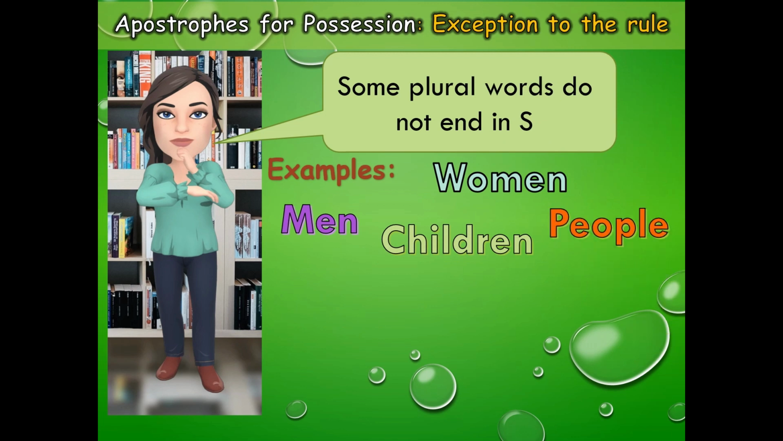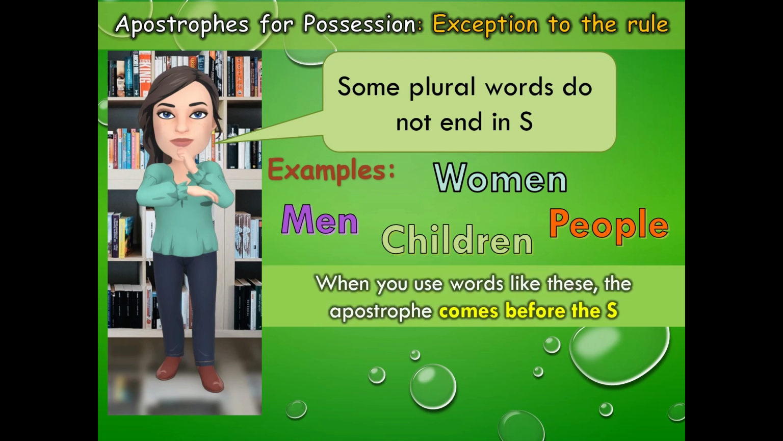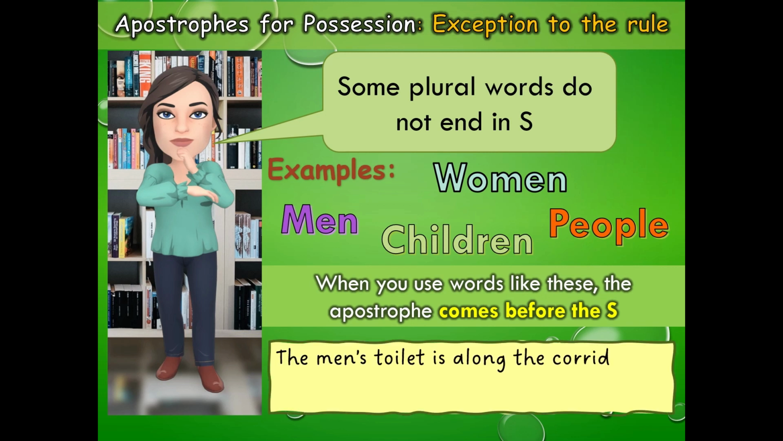In a previous example, we saw the word girls. The singular form is girl, and in order to make it plural, more than one, we just add an S. So girls is more than one. That's not the case for these words, and there are more examples of these types of words. But for words that do not end in S, that do mean more than one, the apostrophe will go before the S.